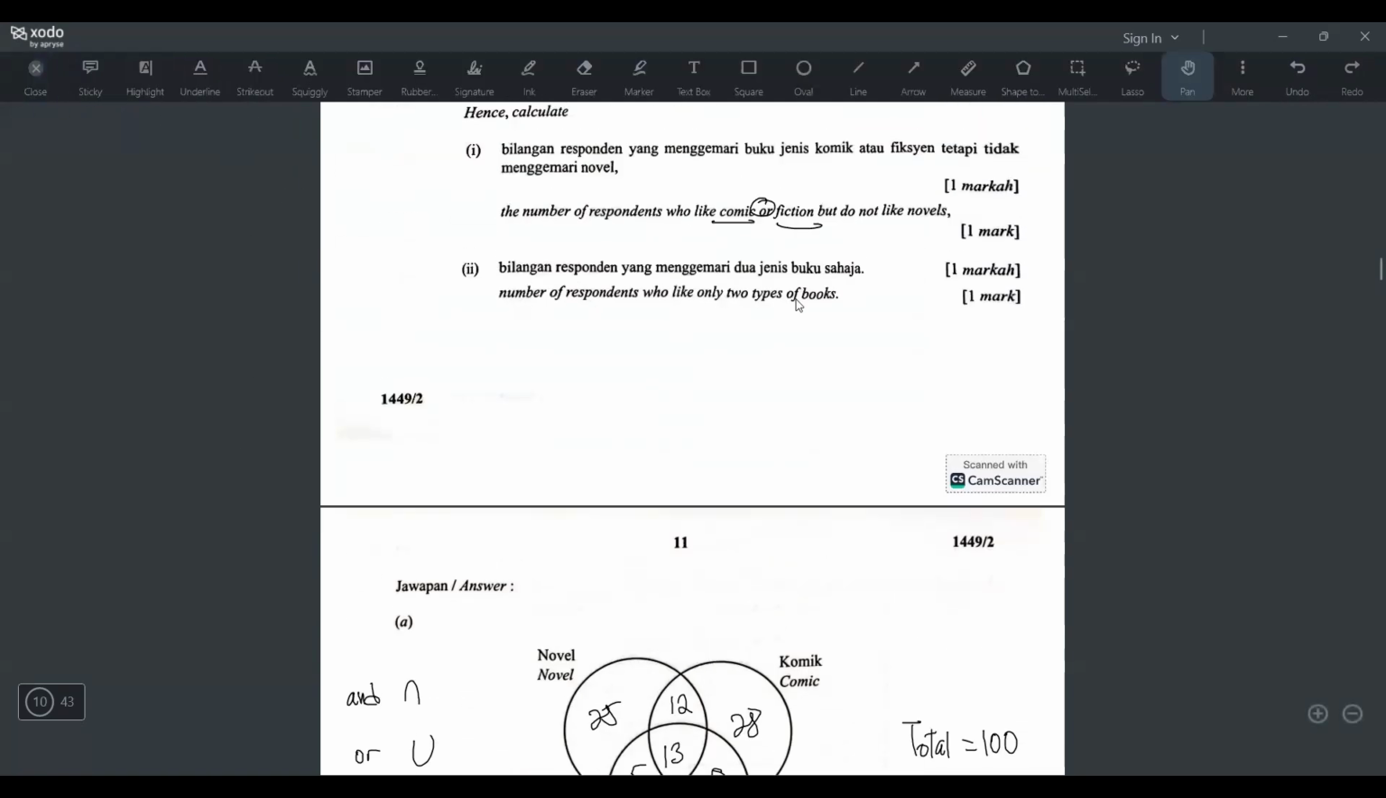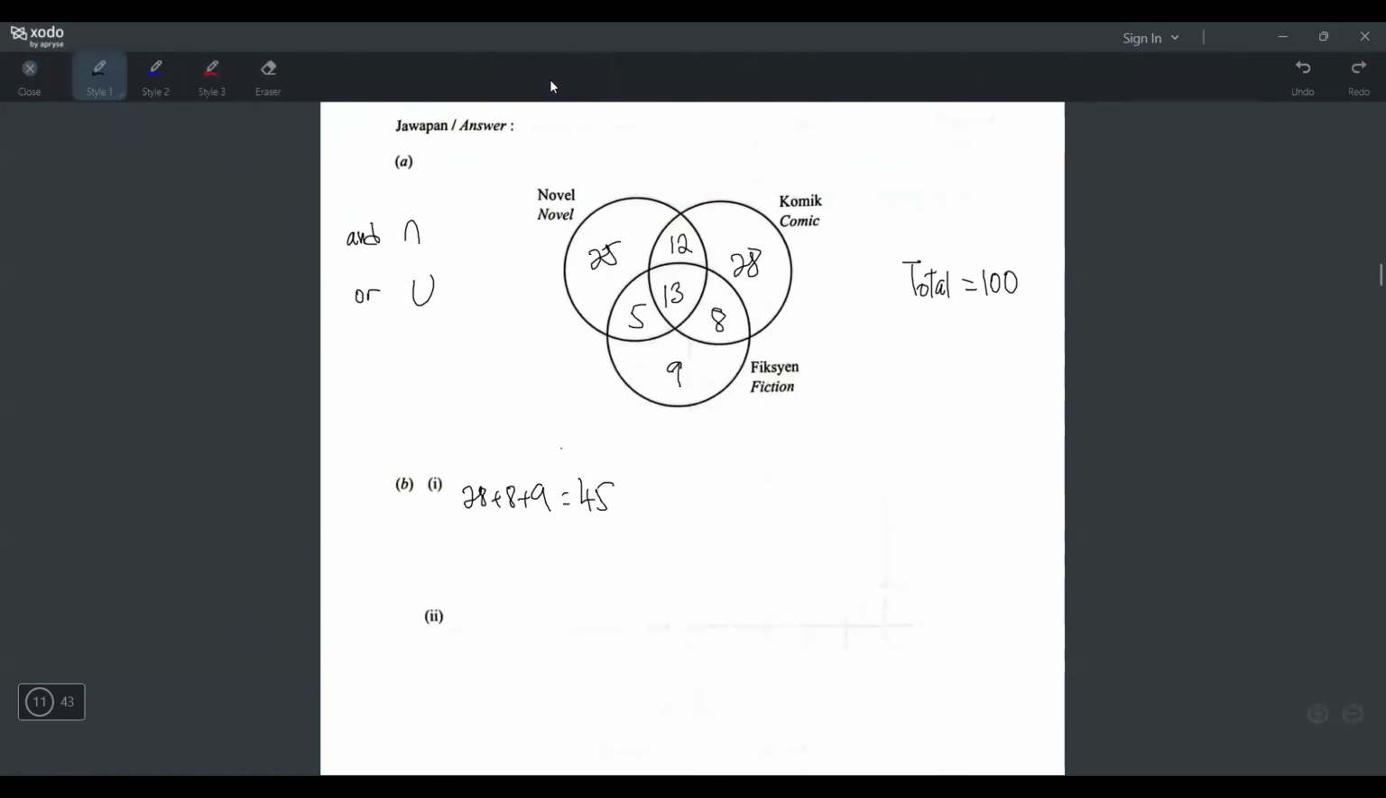Number of respondents who like only 2 types of books. Okay, tell me now. The 13 students like how many books? 3, right? Because they like novel and comic and fiction. What about 25, 28, 9? 25 is students who like novel only. This 28 likes comic only. This 9 likes fiction only. So it means the 25, 28, 9 are students who like only 1 book.